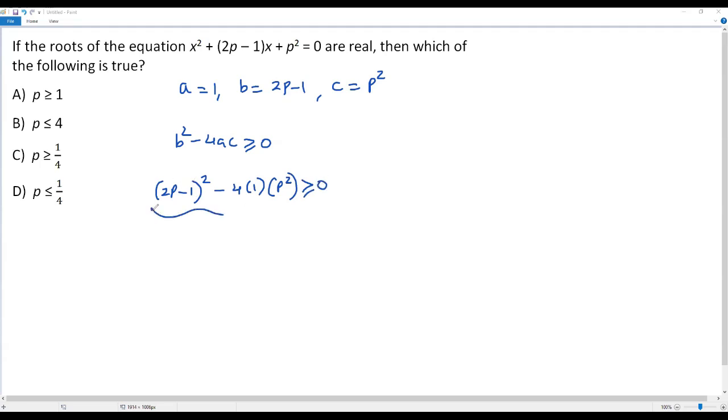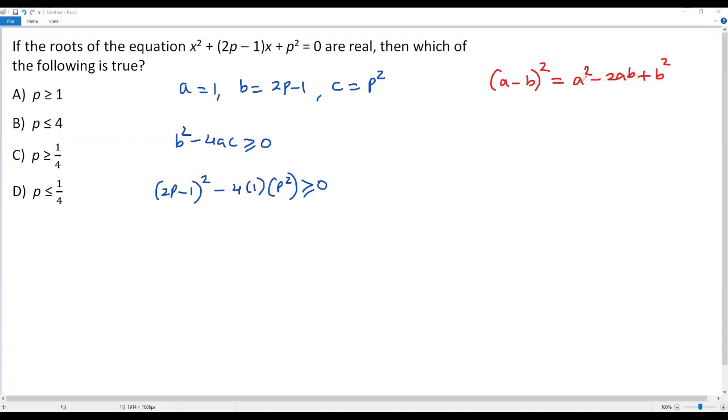Now to simplify the expression on the left side, I have to expand the square of the binomial over here. For that, let me consider the algebraic identity, that is (a − b)², the square of a binomial. Its expansion is a² − 2ab + b². When I compare this one and this one, in the place of a I have 2p, in the place of b I have 1. So to get the expansion, I just have to use this trinomial over here, with 2p in the place of a and 1 in the place of b.